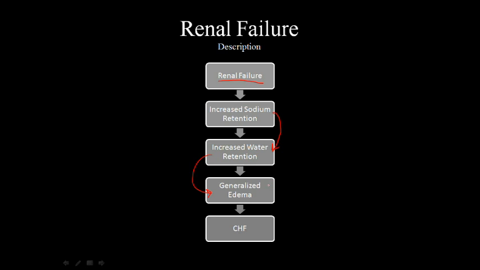So the body thinks that it's doing something correctly, and then when you have generalized edema, you ultimately put a strain on the heart, causing congestive heart failure. So renal failure can cause many things and can ultimately lead to congestive heart failure. You have to understand that you can't only treat one thing, but you have to look at all of the other things as well. You have to look at the possibility that the renal system is affecting the heart.